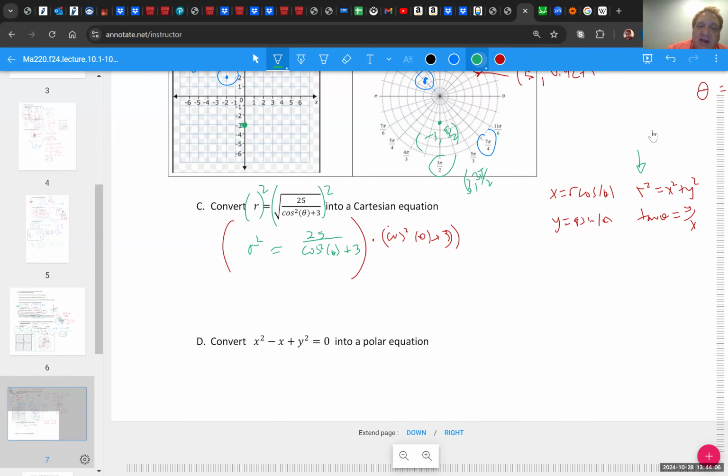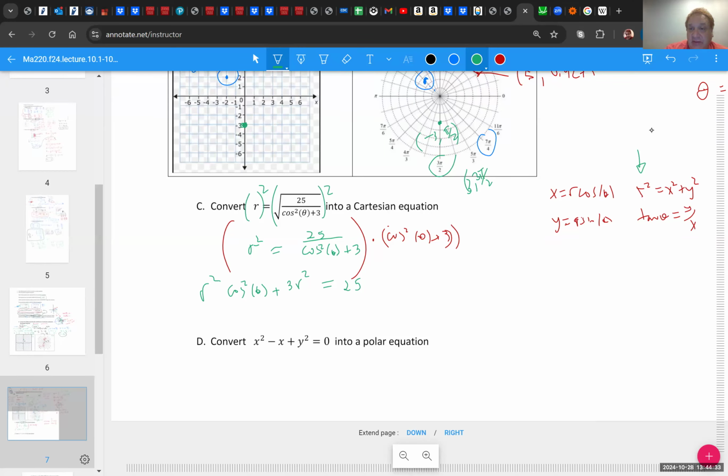On the left-hand side, I get r squared cosine squared theta plus r squared times 3. I'll write the 3 in front. Then multiply the whole thing by r squared. On the right-hand side, the cosine squared theta plus 3 divided by cosine squared theta plus 3 equals 1. So I'm left with just 25. All right, so now I have no fractions, no square roots, nothing fishy going on.